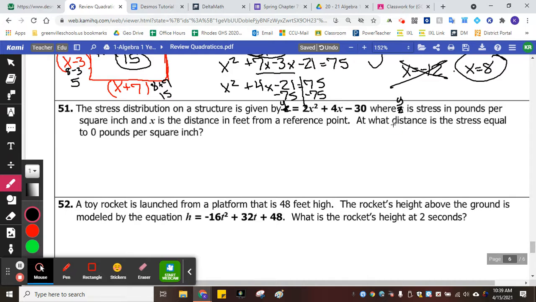So our answer is going to be a distance. And X is the distance. So our answer is going to be X. Right? X is the distance. Y is the stress in pounds per square inch. So knowing the stress is 0, this is saying Y equals 0. What is X?